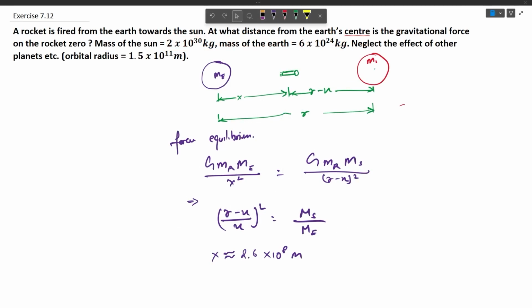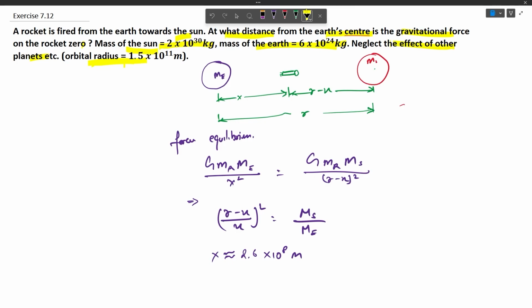The question says that a rocket is fired from Earth towards the Sun. At what distance from the Earth's center is the gravitational force on the rocket 0? Mass of Sun is 2 into 10 raised to the power 30 kg, and mass of Earth is 6 into 10 raised to the power 24 kg. Neglect the effect of other planets, and orbital radius of Earth is 1.5 into 10 raised to the power 11 meter.